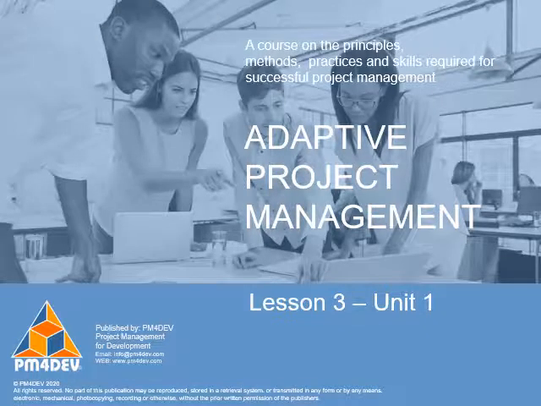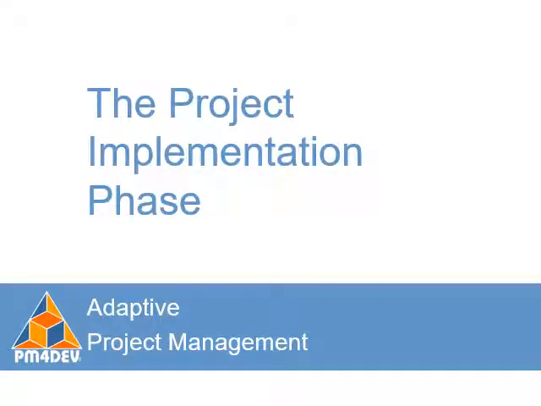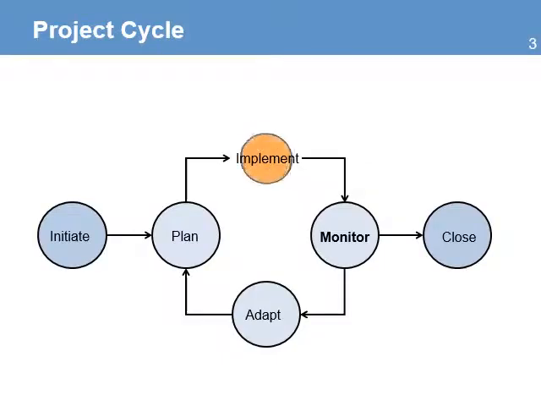Lesson 3, Unit 1. The project implementation phase. Here's again the project management cycle. The implementation phase receives input from the planning phase and then provides input to the monitoring phase. It is the phase where the plans are put into action and the project manager coordinates, manages, and directs project resources to meet the objectives of the project.